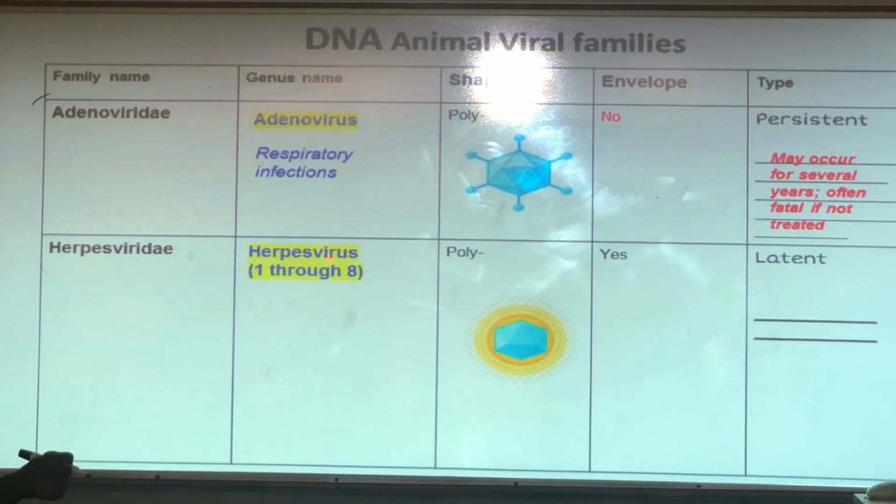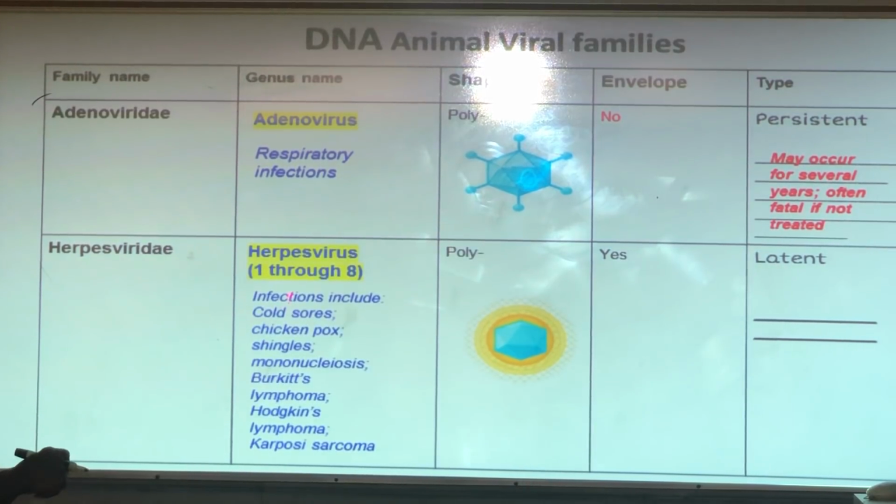The Herpesviridae, what is in this particular family? Well, we have all of our herpes viruses, herpes viruses 1 through 8. And these cause a number of infections. We have cold sores, chickenpox, shingles, mononucleosis. We'll talk about this in our last couple of slides before the exam. Several lymphomas, right? So these are tumor infections. Kaposi sarcoma, right? Another tumor-like infection.